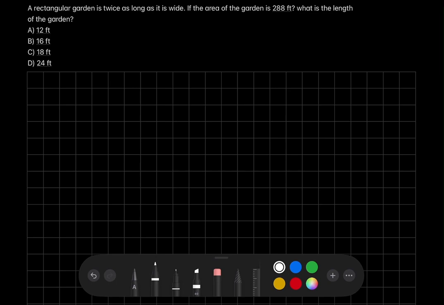A rectangular garden is twice as long as it is wide. If the area of the garden is 288 feet, what is the length of the garden?